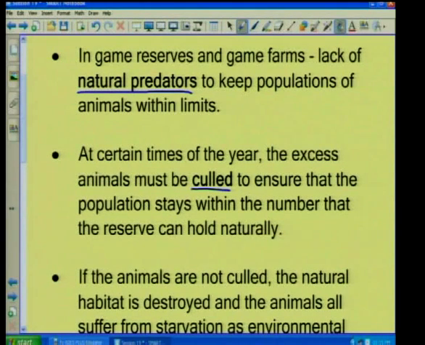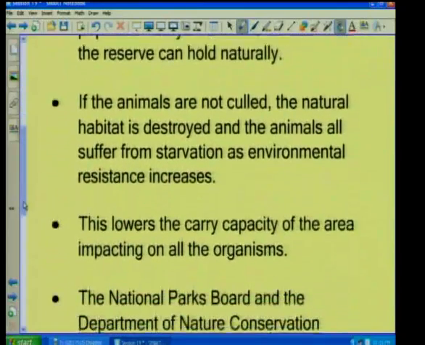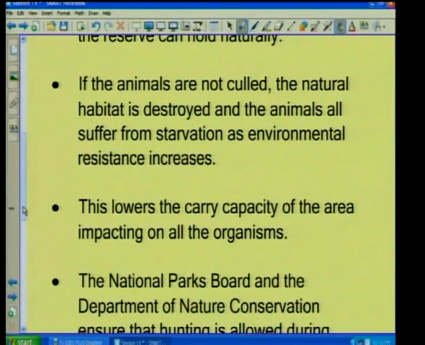They will reach and overreach their carrying capacity, and by doing that, environmental resistance will kick in. And I'm sure that by now you understand that and you know that. Okay, so how do we keep it constant? We have to cull the animals. And if the animals are not culled, we're going to destroy the environment.